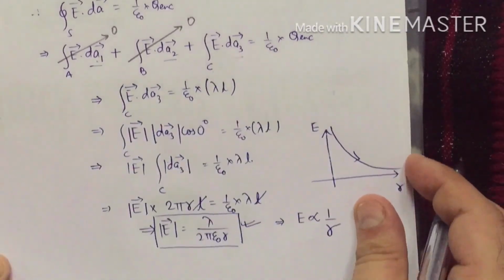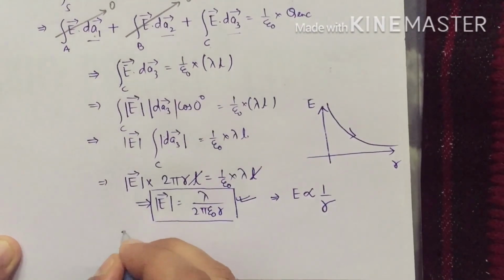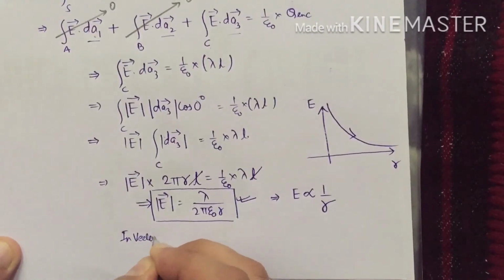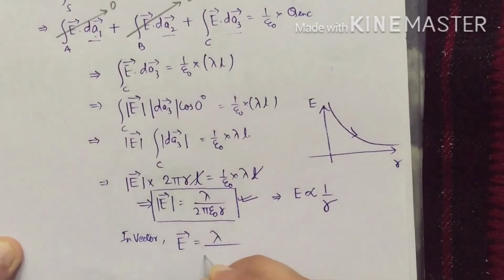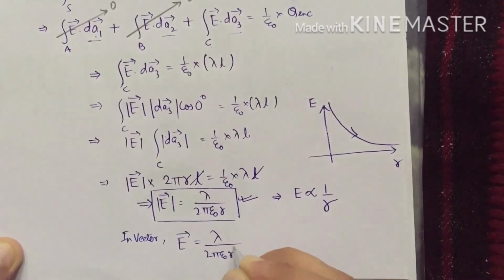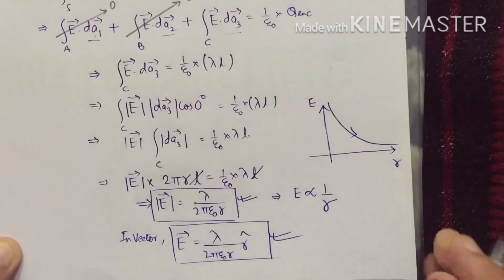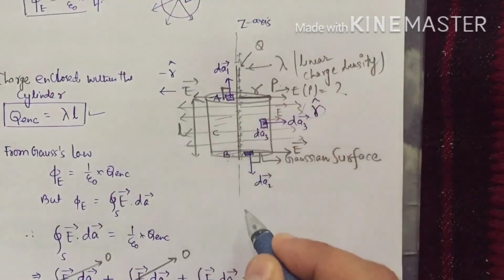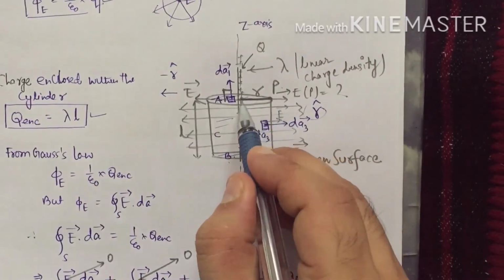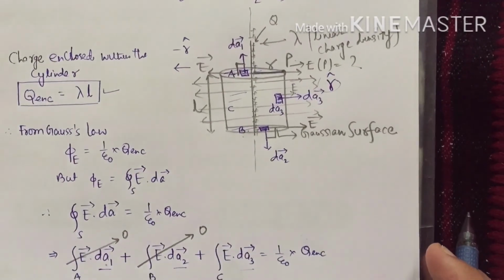And therefore, in vector form, the electric field vector is given as lambda divided by 2 pi epsilon naught r into r cap. So this is your electric field due to the linear charge distribution at any point P from the wire. Thank you so much.